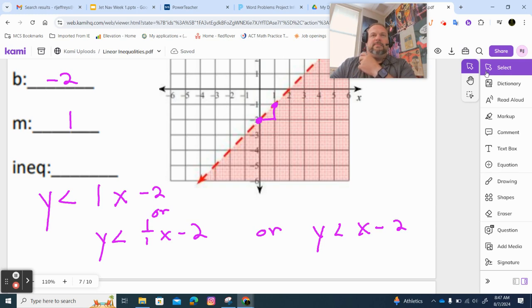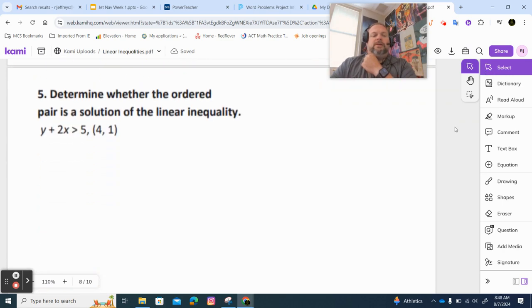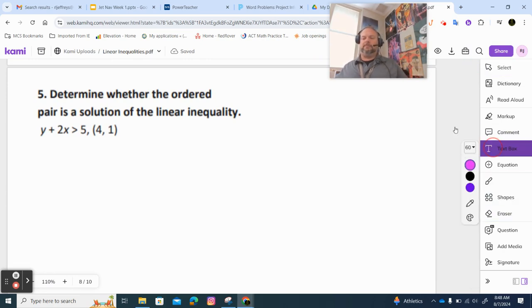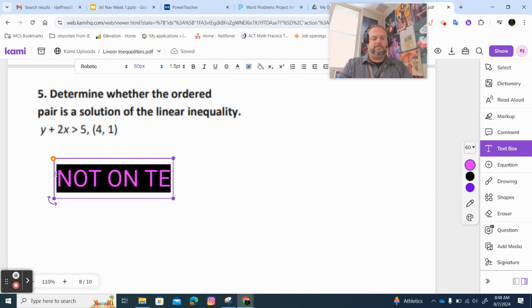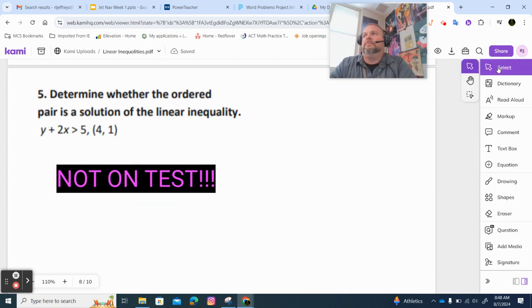All right, go to number 5. Write the following. We're going to have questions like that. We'll deal with this. Basically, you would plug in the X and Y to see if you get a true statement. I'm not going to waste 5 minutes on something that's not on the test right now. Okay. A joke, yes. This problem, no. Seems fair, right?